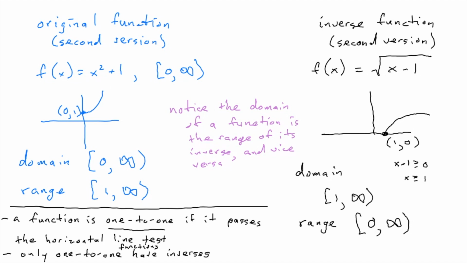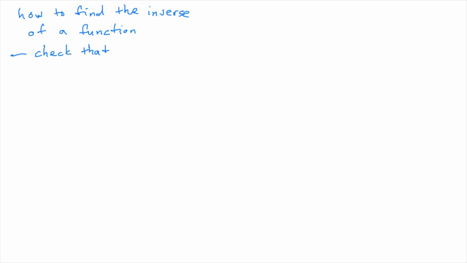Step 1, of course, is, well, can you? And what that means is, sketch a graph or imagine the graph in your mind. Make sure that it passes the horizontal line test. How to find the inverse of a function. The book doesn't say this, but I'm going to say it. Check that it is 1-to-1. If it's not 1-to-1, well, then don't bother. You're wasting your time. There isn't an inverse.